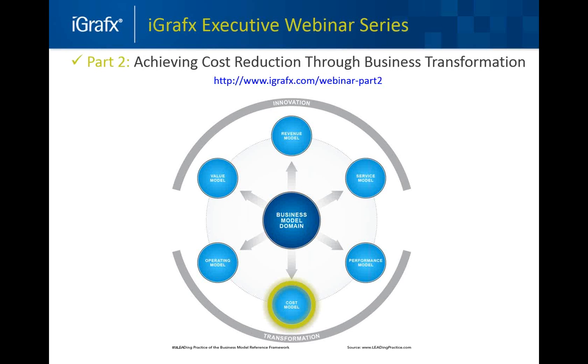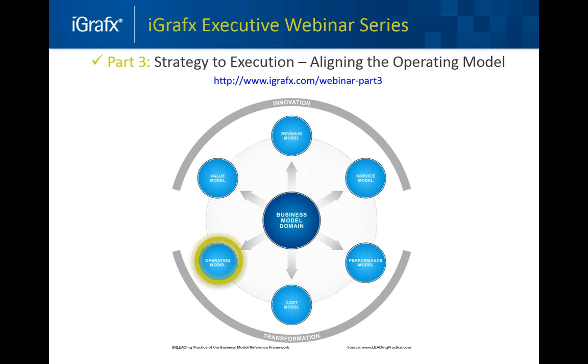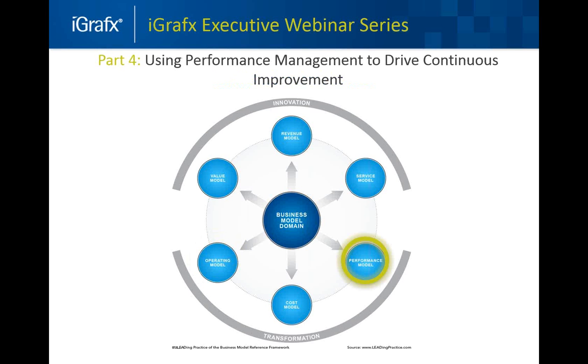So in the second session, we explored the fundamentals of cost-cutting initiatives specifically. Then we moved on to examine how you can achieve business transformation through managing your business operations. And in today's webinar, we'll wrap up our discussion on transformation by getting into driving continuous improvement through performance management.